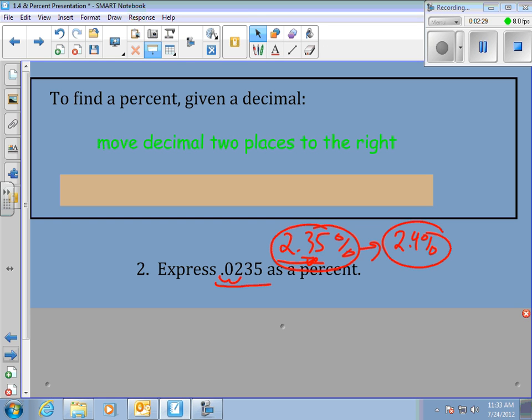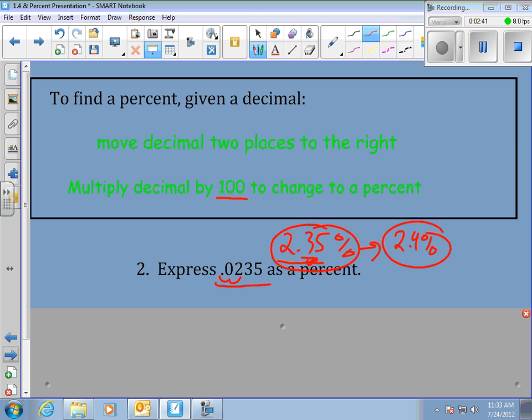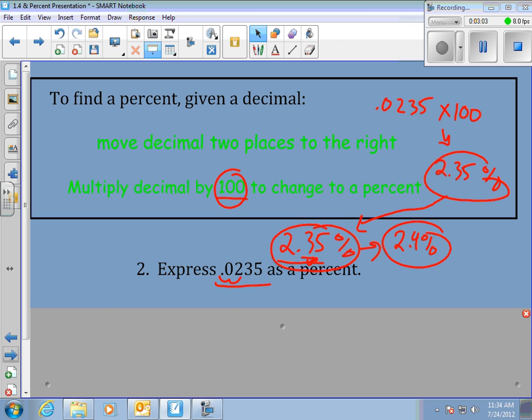Some people don't understand why you move it 2 places. So here's another way to look at it. Whenever you want to change a decimal to a percent, you're multiplying by 100. So multiply the decimal by 100 to change it to a percent. If you take 0.0235 and multiply it by 100, what you're going to get is 2.35, which is the same thing as what we have down here. So either move it 2 places to the right or just multiply it by 100, which is moving it 2 places to the right, whichever works best for you.